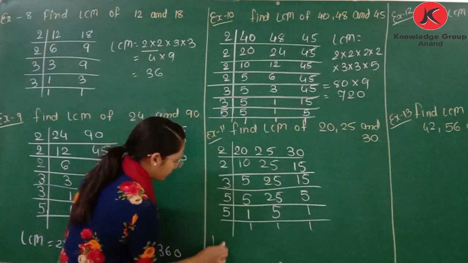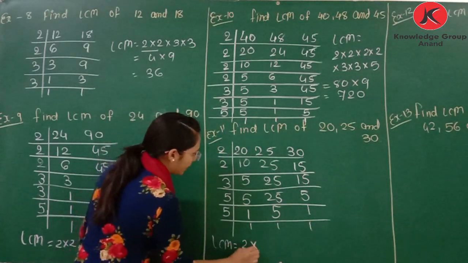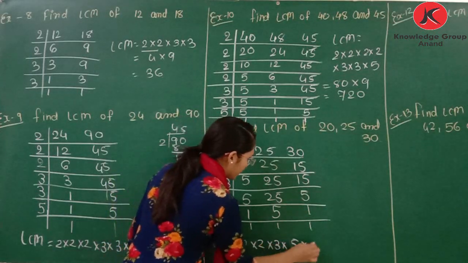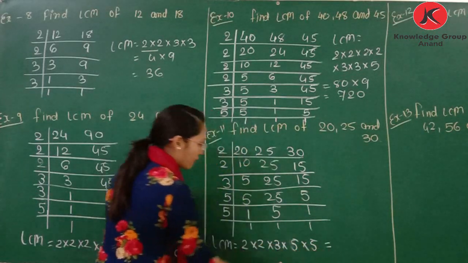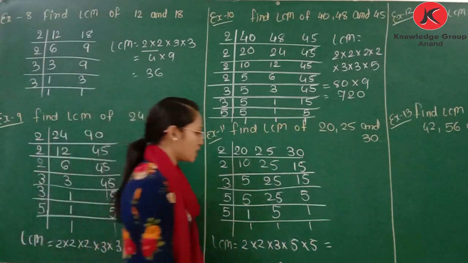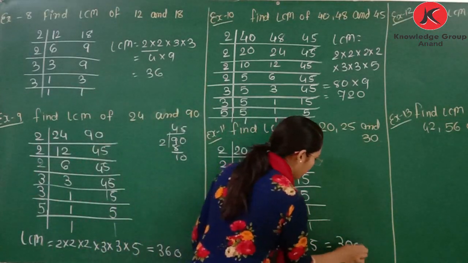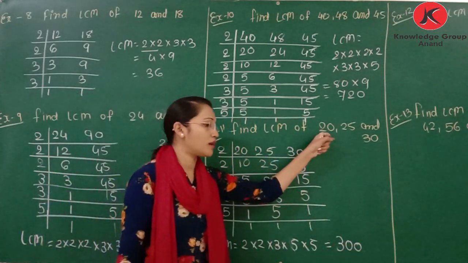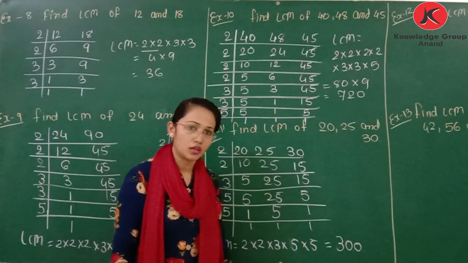So LCM is 2 multiply 2 multiply 3 multiply 5 multiply 5. 5 5s are 25, 25 4s are 100, 100 3s are 300. So your LCM will be 300. It means 300 is the smallest number that is divisible by 20, 25 and 30.